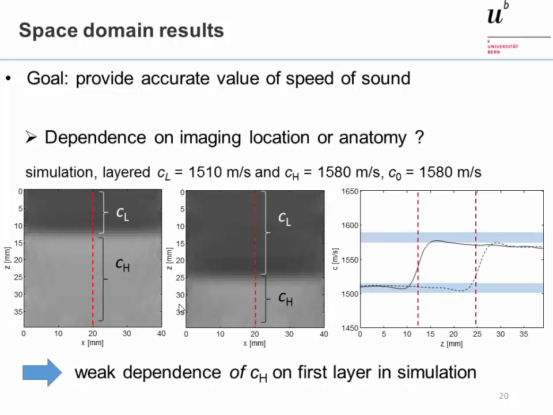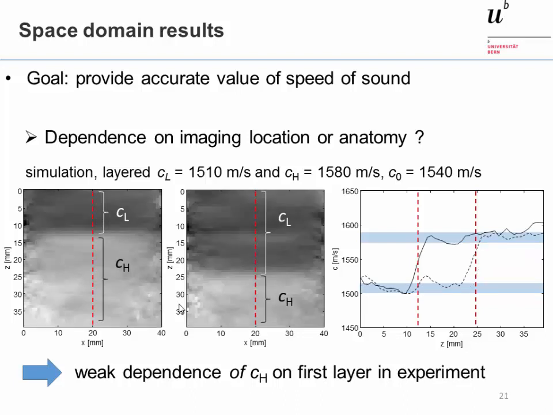In layered phantoms, the simulation suggests that the speed of sound of this layer does not depend on the thickness of the upper layer, and the same in experiments. It doesn't look that nice, but you see that the layers are reconstructed in a much better way than using the frequency domain approach.